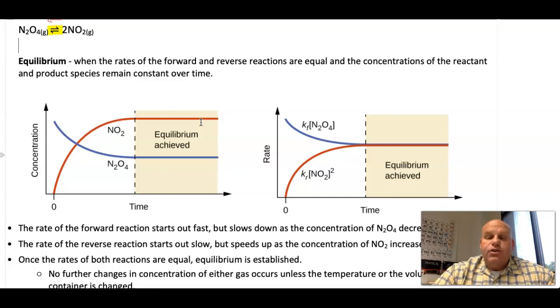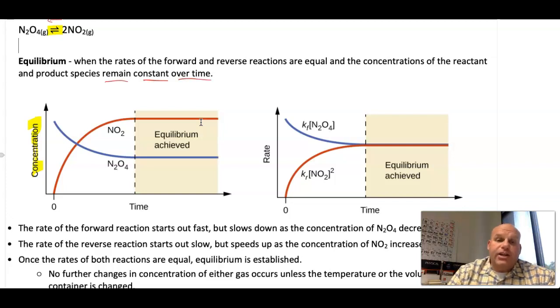You can see here we have two different graphs depicting this definition of equilibrium, and I want to be sure that we're careful here. In the first one, you see we have concentration versus time. In the second one, we have rate or speed versus time. Now, a common misconception is that people think that when you reach equilibrium, your concentrations are the same. Your concentrations are not necessarily equal. They just remain constant over time.